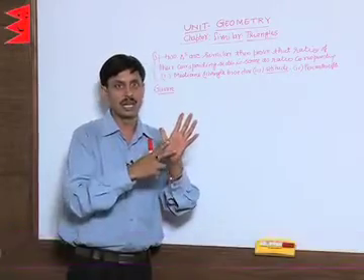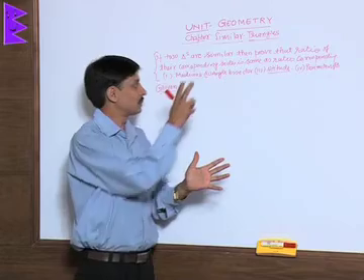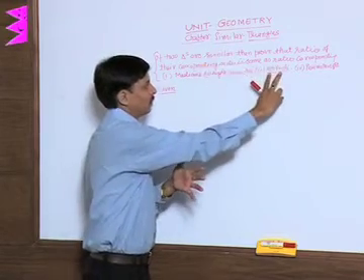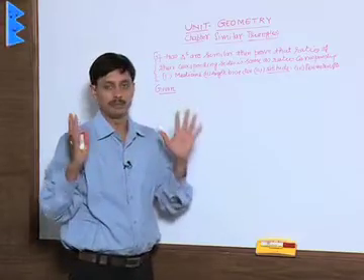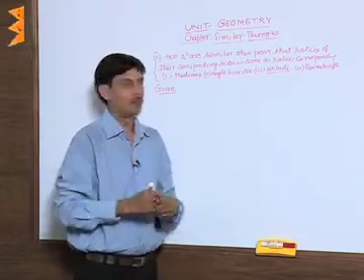Ratio of corresponding sides, ratio of corresponding medians, ratio of corresponding angle bisectors, ratio of corresponding altitudes, ratio of corresponding perimeters is the same. Number 1. So what is given? We are given 2 or more similar triangles.